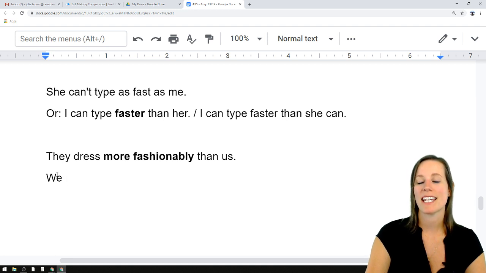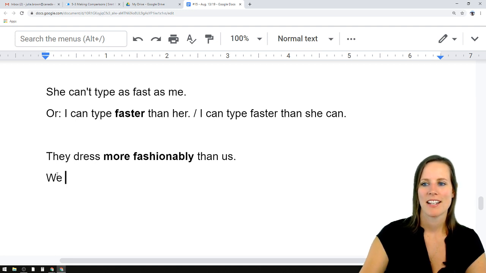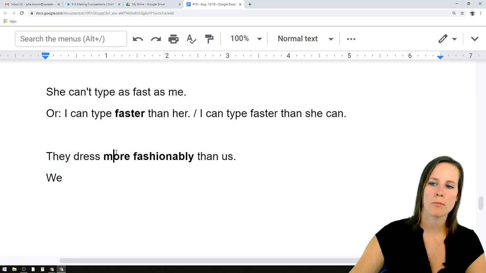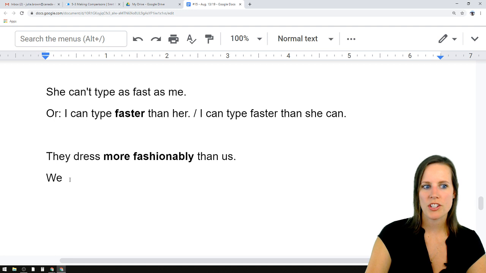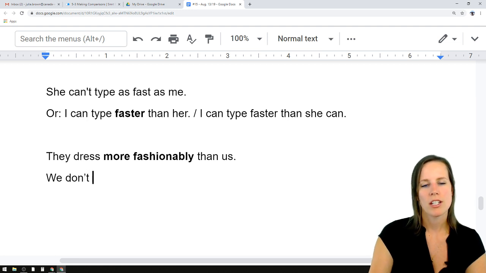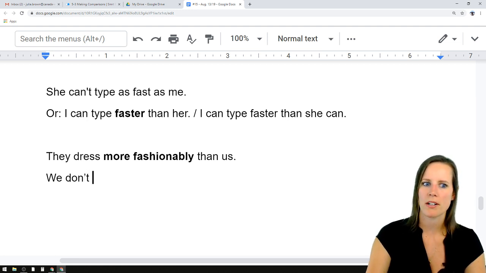It needs to be a negative pattern. So how do we make it negative? Remember, they dress more fashionably than us. That means that they dress more. So we, Jacinta can't dress. So we're going to use don't instead of can't, right? So we don't. You could use can't, but don't might be better. We don't. Here we go, Vladimir. If you add don't, yours is good.